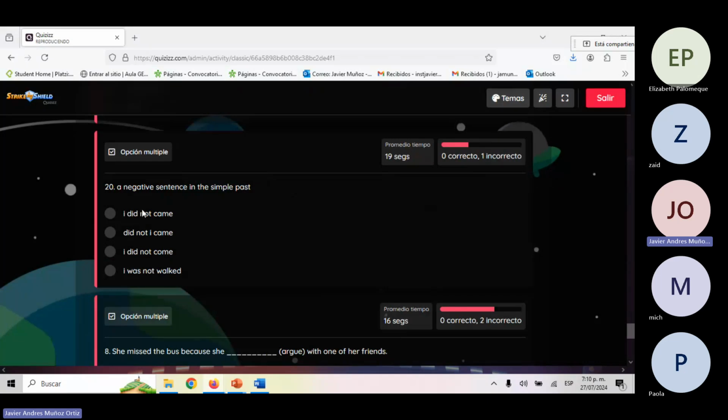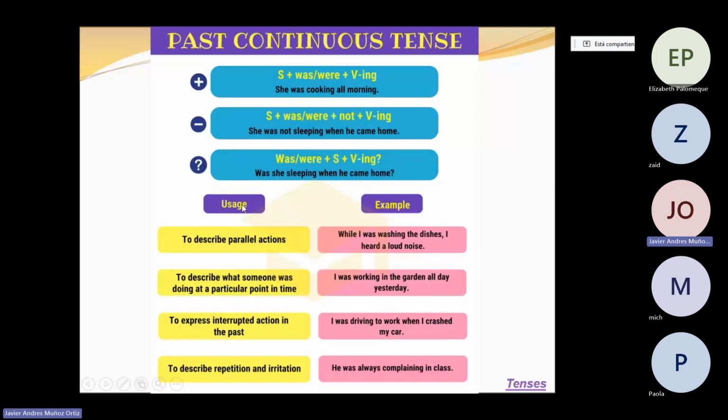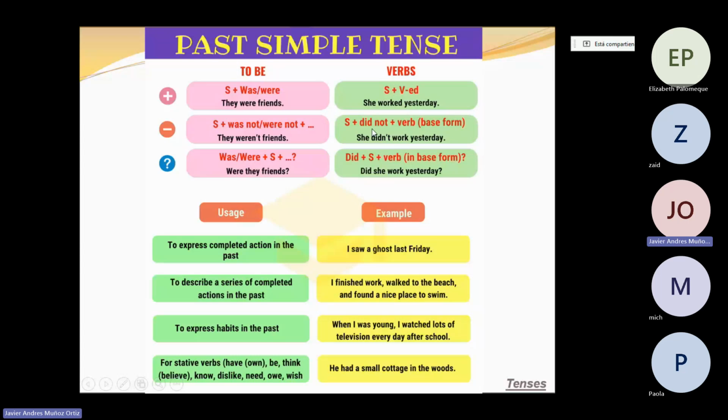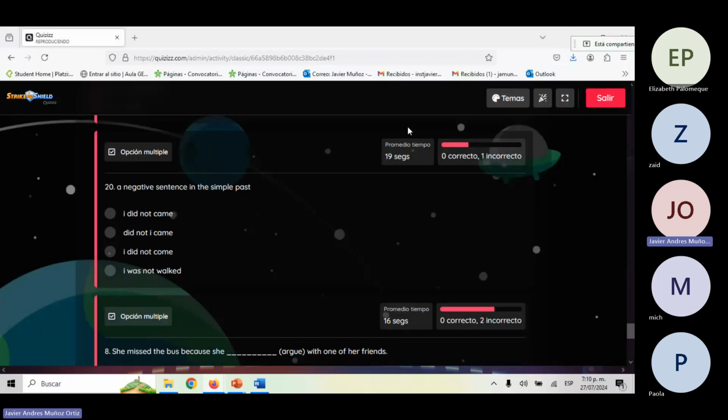Siguiente. Pasado simple en versión negativa. Recuerde que pasado simple en versión negativa requiere did not o didn't, dependiendo del caso, y el verbo principal en su versión sin cambios original. Así que didn't came, no, porque es que está conjugado. Did not I, no, porque el orden está mal. I didn't come, puede ser. I was not talked, I was not walked, no, porque el verbo to be no es el auxiliar para el pasado simple. Es I didn't come.